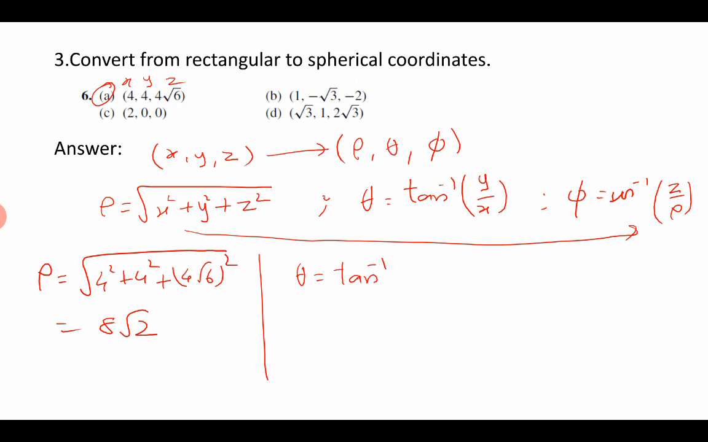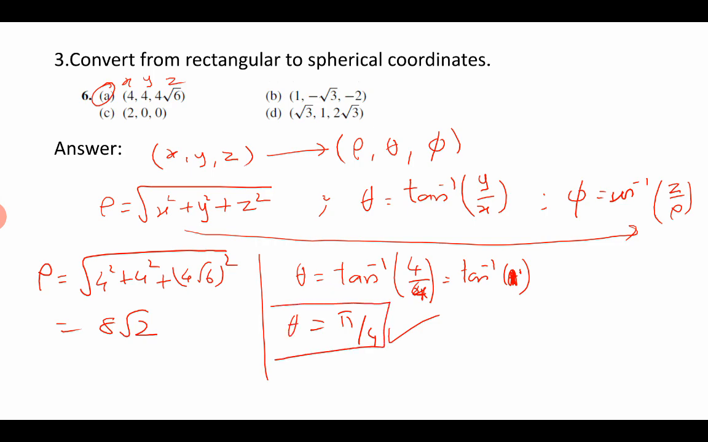Tan inverse y over x. Y is 4, x is 4, both are positive, so there is no issue. Directly you will find tan inverse positive 1, which is pi by 4, and obviously both the values of x and y suggest that you are in the first quadrant, so this is absolutely true. Theta has no issue. Finally, phi.